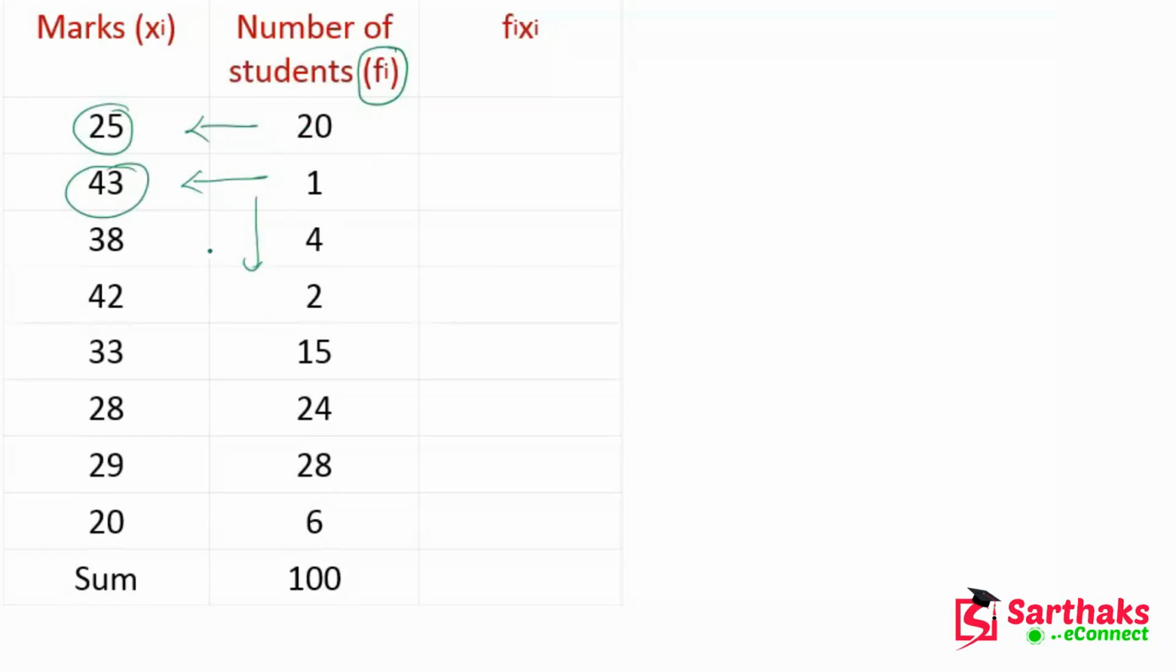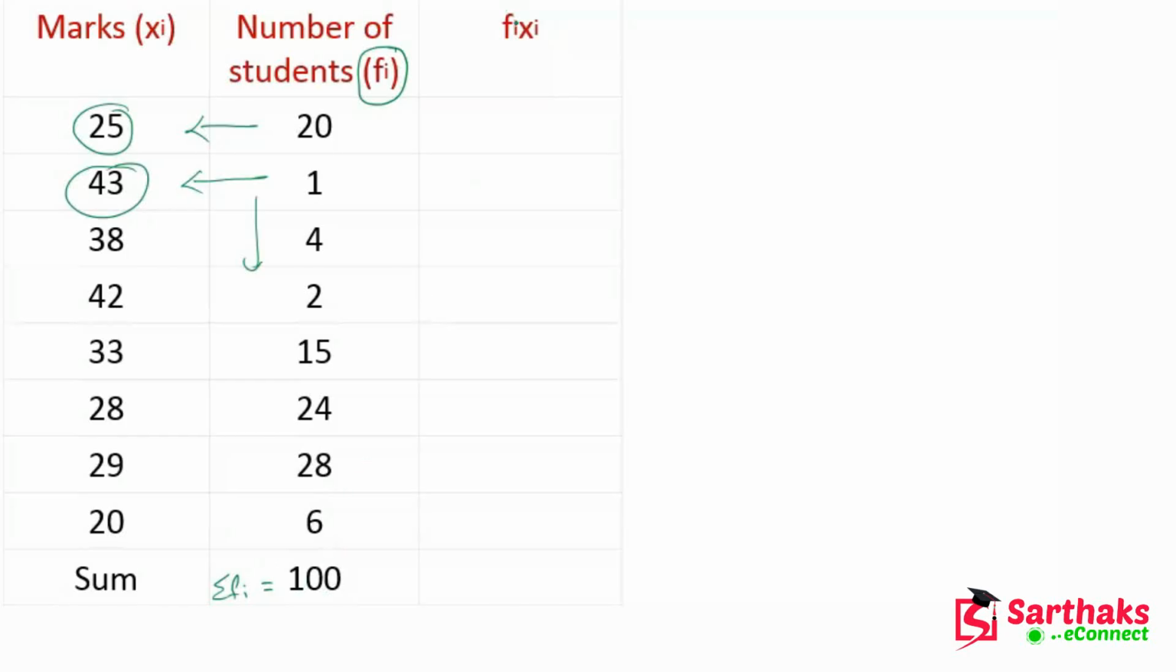In the question we have given this like this. So the frequencies are 21, 4, 2, 15, 24, 28, 6, and if we sum this we get summation of Fi, which is 100. This is summation of Fi.